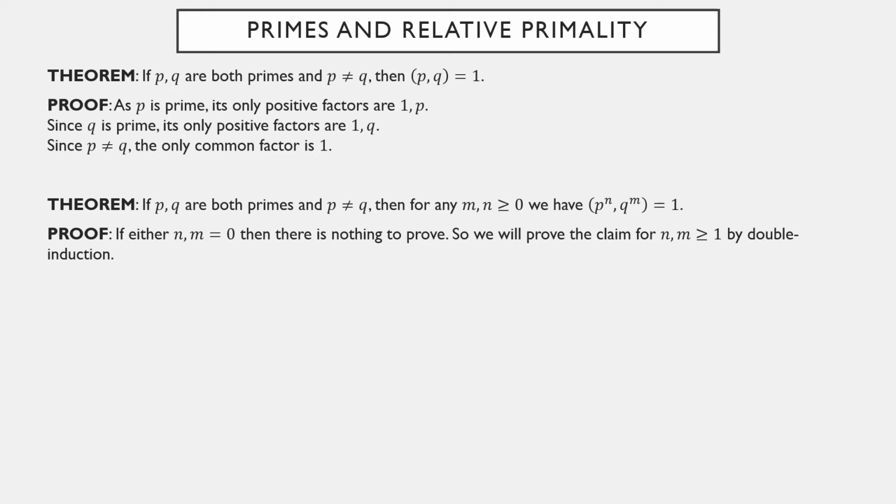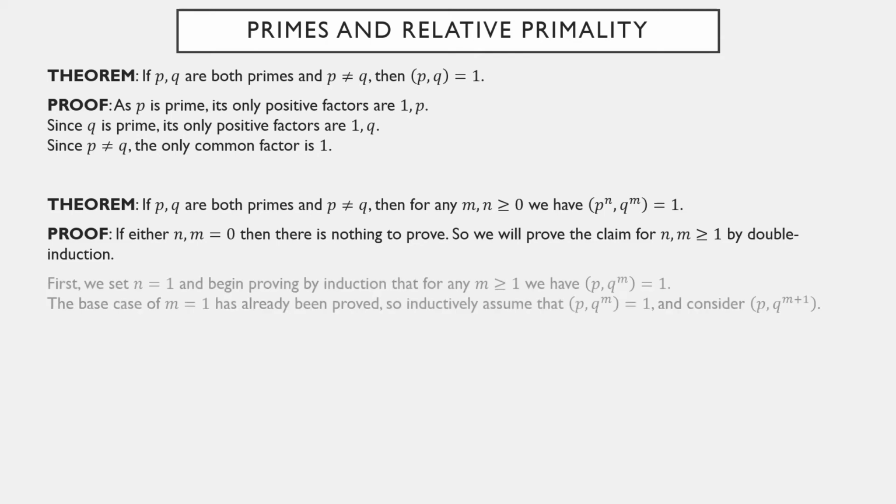Okay, so there's really nothing to consider unless we assume that n and m are both positive. And we're going to use a technique called double induction. First, we're going to set n equal to 1, and it's going to stay equal to 1. And now we're going to induct on m. So for n being fixed at 1, so now I'm only considering p to the first, we're going to induct on m that p and q to the m are always relatively prime. If that first power is 1, I'm just taking the GCD of p and q, and the theorem at the top of the page shows that those are relatively prime.